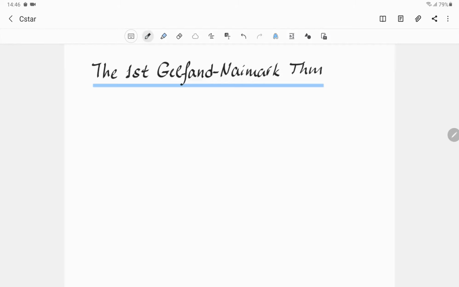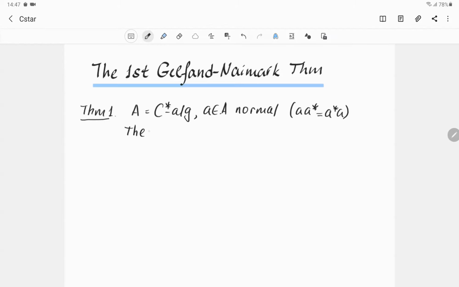So to begin with, let's recall two fundamental results about C-star algebras, which were proved at the end of the previous lecture. The first theorem is about the spectral radius. So suppose that A is a C-star algebra, and little a is a normal element of A. Let's recall that normal means that a commutes with a star. Then the spectral radius of a is equal to the norm of a.